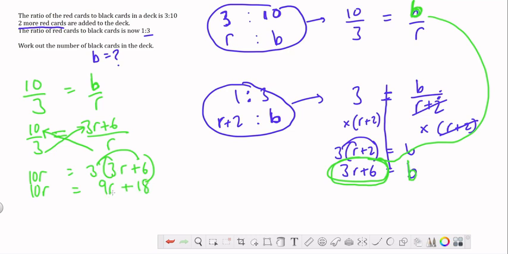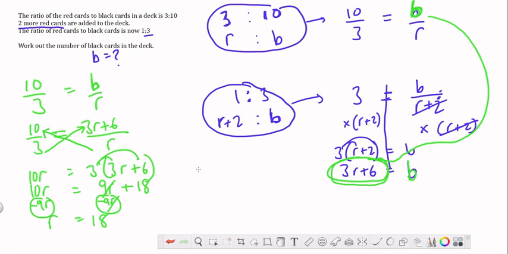I've got R expressions on both sides, so I want to eliminate one of them. I'll eliminate the smaller one, not the 10R. I'll eliminate the 9R on this side, so take away 9R, and do the same on the other side. 10R take away 9R leaves me with 1R. So R is 18. The number of reds, the value of R, is 18.